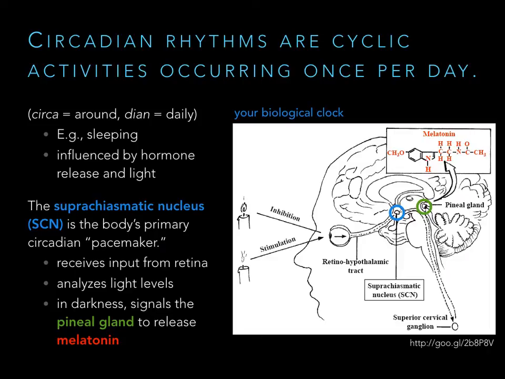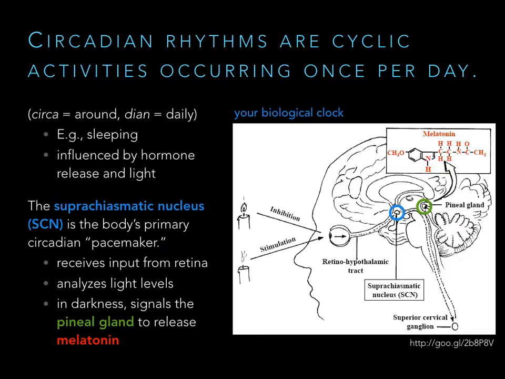First, let's all get some terms under our cap here. Circadian rhythms. We all have these. Circadian rhythms are cyclic activities that occur with a rhythm of about once per day. So circa means around and dian means day. So things that we do about once a day.